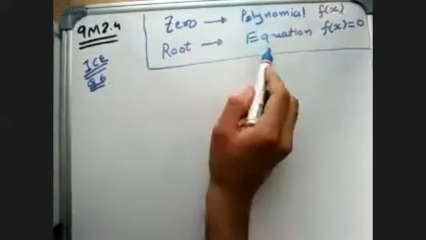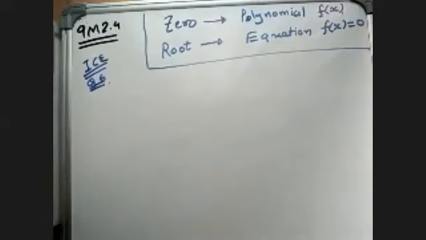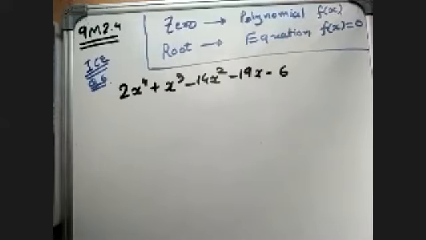So in-class exercise question 6: factorize 2x to the power 4 plus x cube minus 14x square minus 19x minus 6. So we have to find its factors, and they have not suggested any method. So we are free to use any method over here, isn't it? They have not suggested any method, that use long division or without using long division. So we can use any method. So tell me how we will begin. What will be our first step over here?